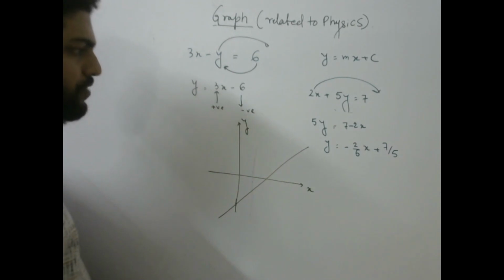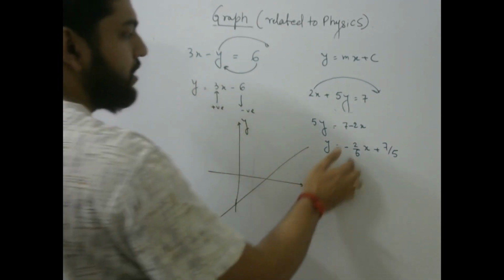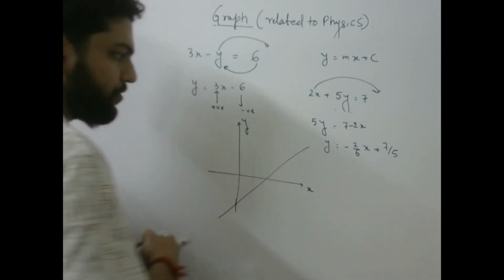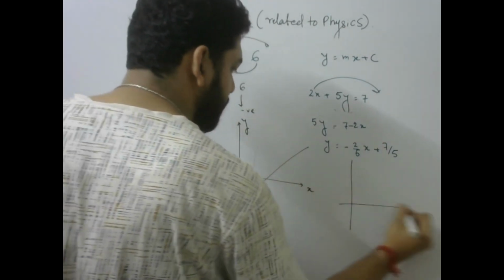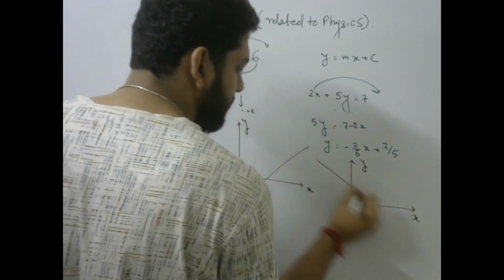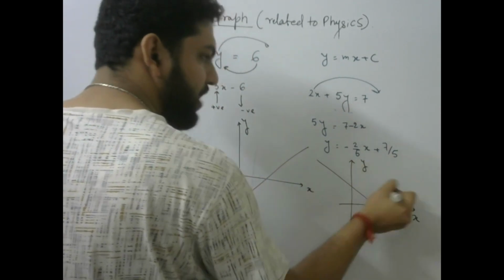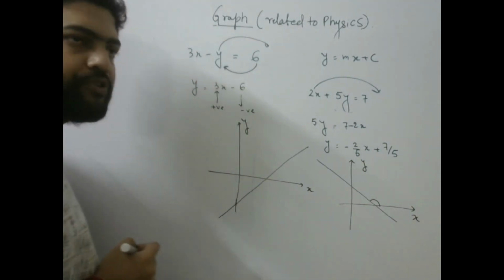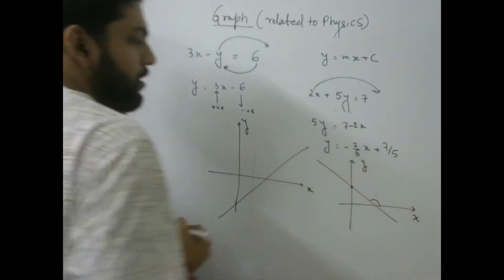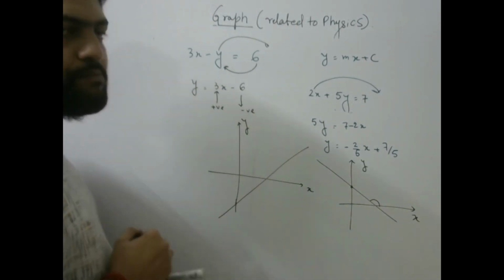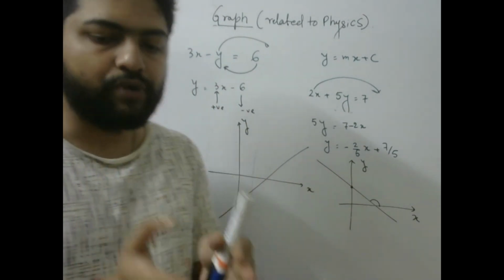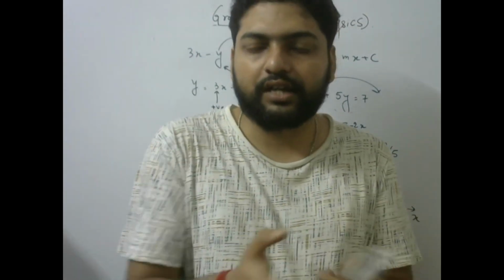From this equation, we can identify that the slope is negative and the y-intercept is positive. So the corresponding graph on x, y axes will be this. An obtuse angle means the slope is negative, and the intercept is positive, over here. So these are the simple equations from which you can draw the graph. Once you observe the equation, you can draw the graph.